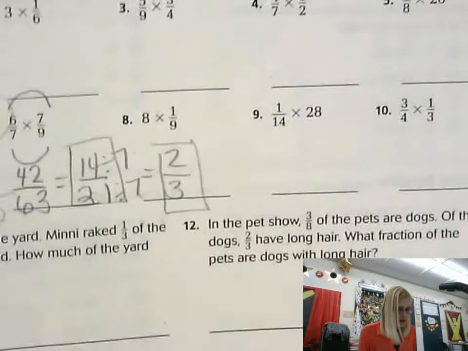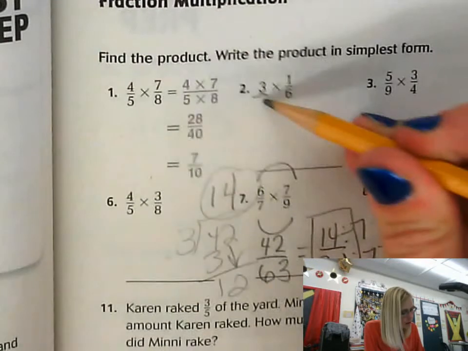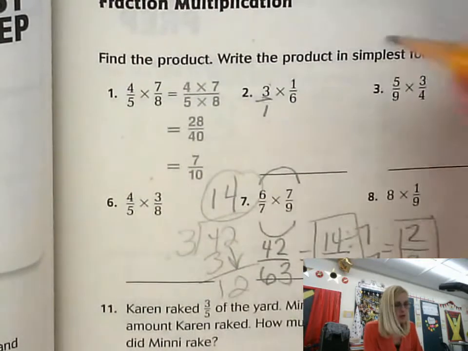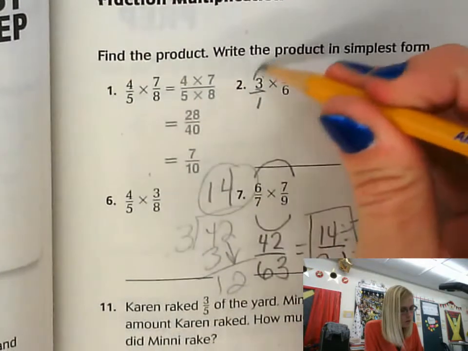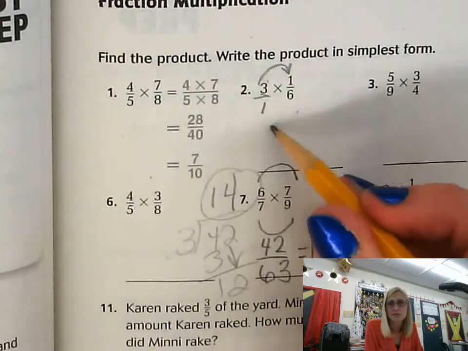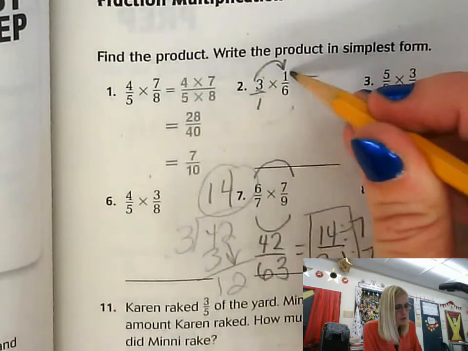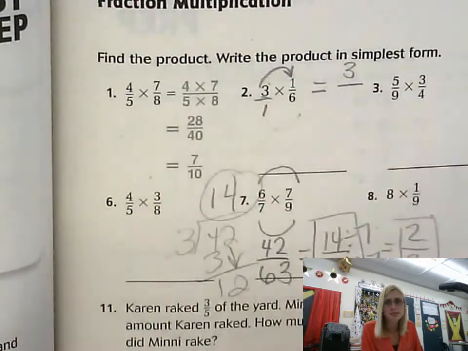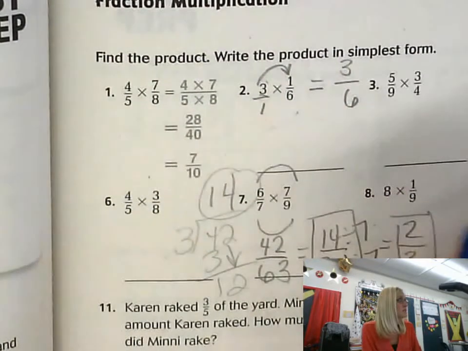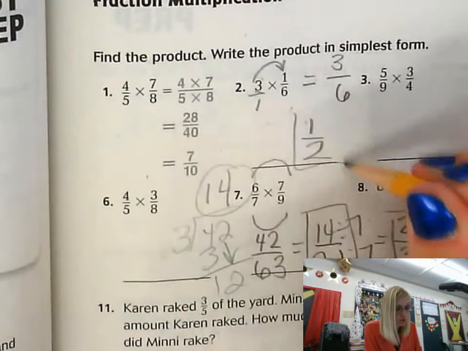Now let's go back and look at number 2. Number 2, I'm just taking a whole number and I'm multiplying it by a fraction. When I do this, I can set it over 1 because 3 divided by 1 is still 3. So in essence, what I'm doing is I'm multiplying my whole number by my numerator, and my denominator is going to end up staying the same because 1 times 6 is still 6. So whole number times my numerator, 3 times 1 is 3. My denominator stays the same. And I know that 3/6 is actually equal to 1/2.